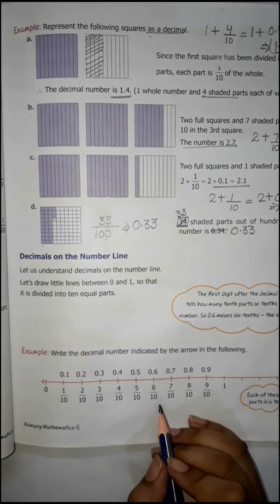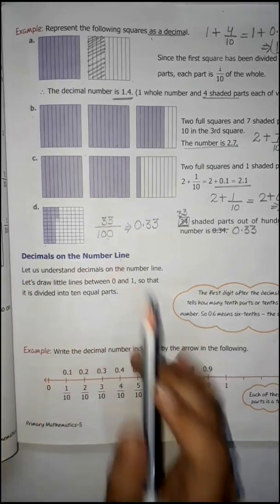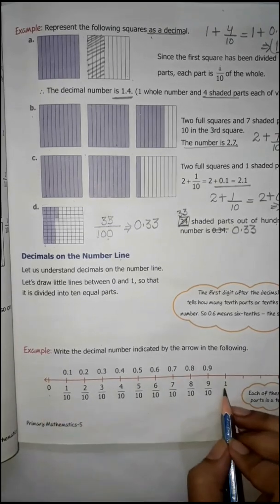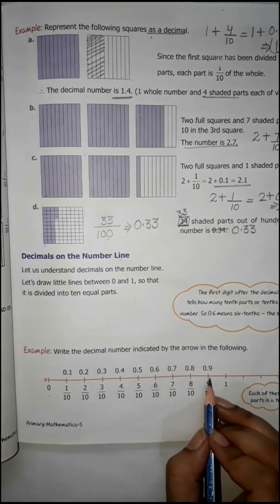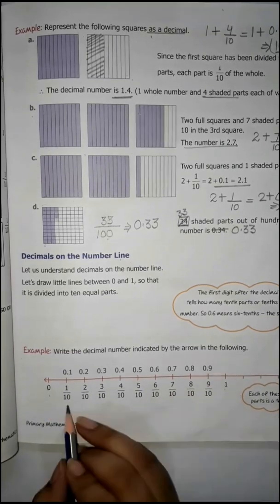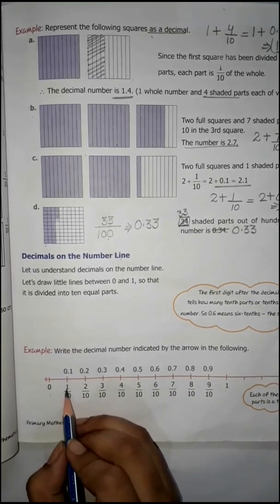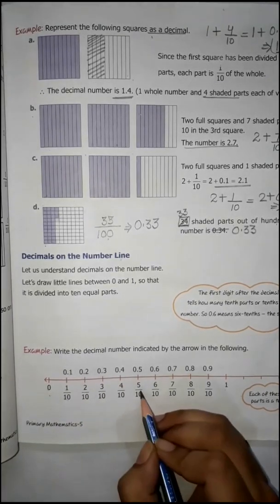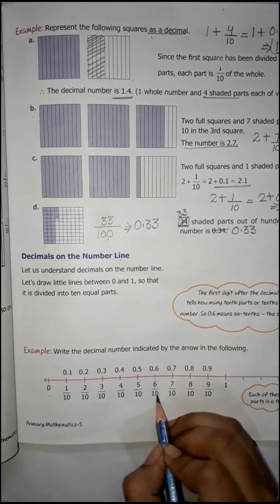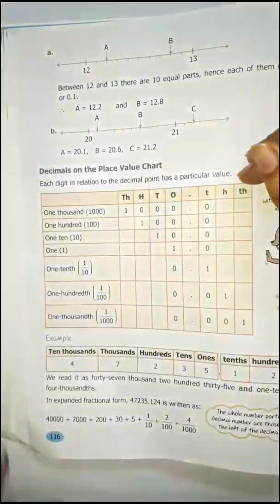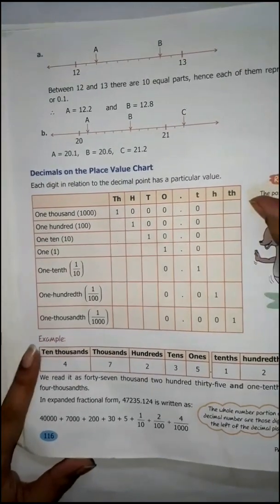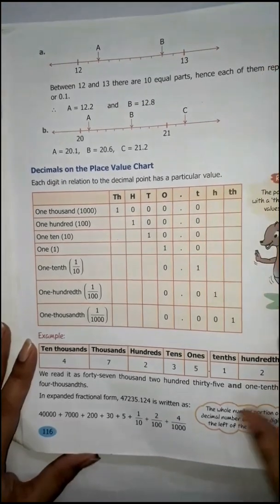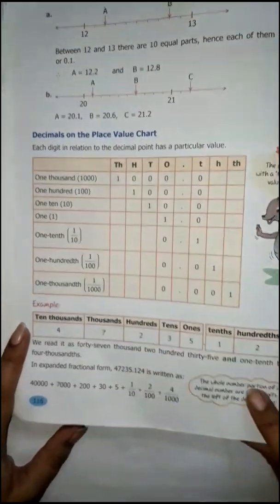Now children, see this number line. Decimals on the number line. This is a number line. This starting point is 0 and here it is 1. So first we have to see how many total parts are between 0 and 1. That is 10. So this point will be 1 by 10, 2 by 10, 3 by 10, 4 by 10, 5 by 10, 6 by 10 and so on. Now children, turn to page 116. 2 examples of number lines are given. You can see them yourself.